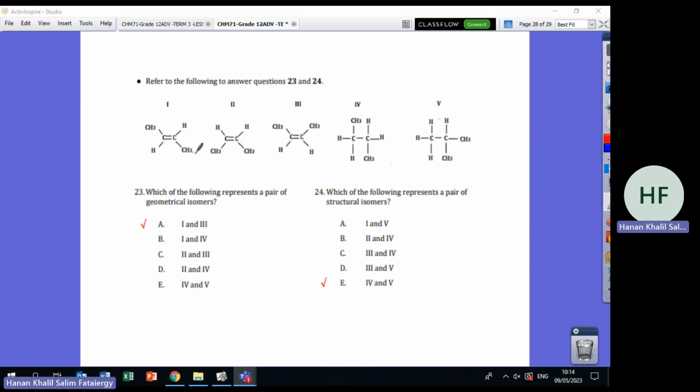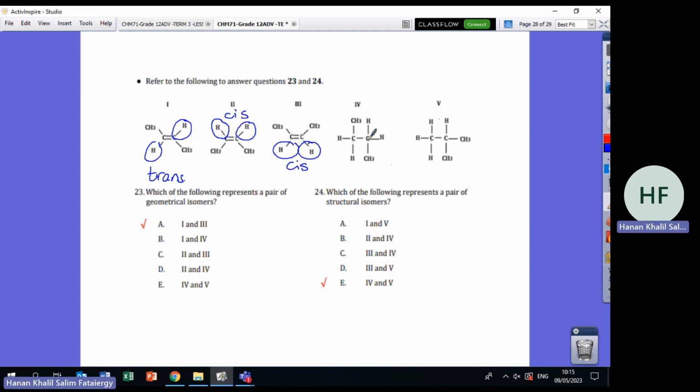Okay, this is the last thing for today. Refer to the following questions. We have different structures. Of course here we have a double bond, and a double bond, and a double bond. These could have geometric isomers. Okay, now let's see. This is H, this is H, so this is trans. Okay, here we have H, H, so this is cis. Here we have H, H, so this is also cis. These two are the same, both are cis.